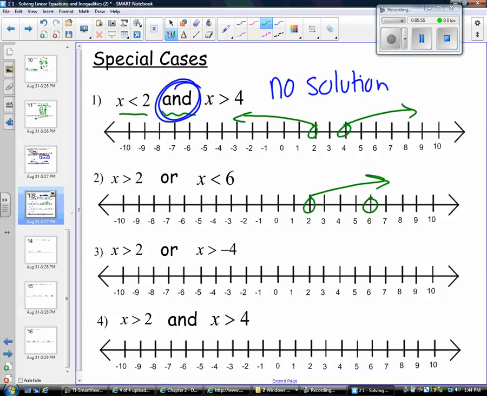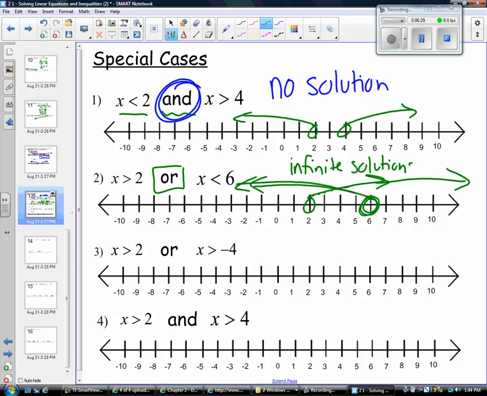And the other one is x is less than 6. So this is an or. So instead of answering the question, where do they overlap, we're just saying which numbers are part of the solution at all. So this arrow is saying everything from 2 greater than to positive infinity. And the other arrow is saying everything which is less than 6 to negative infinity. So this is actually infinite solutions because every single number is being covered by one of those arrows.